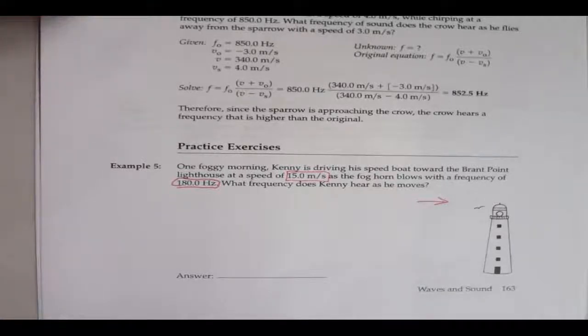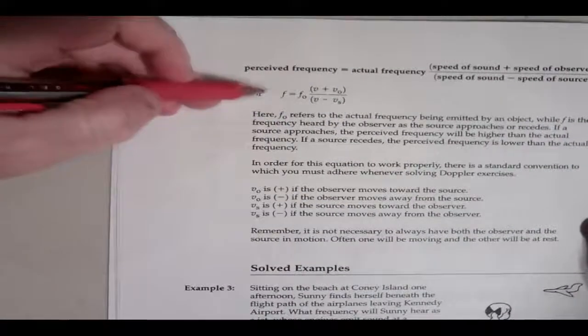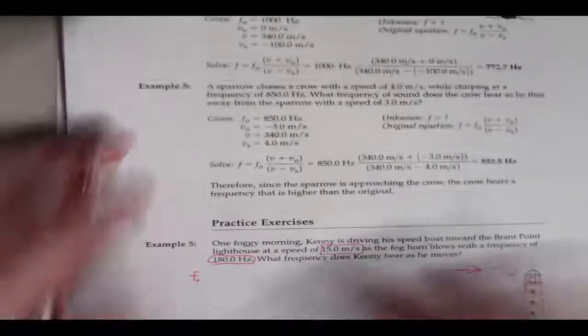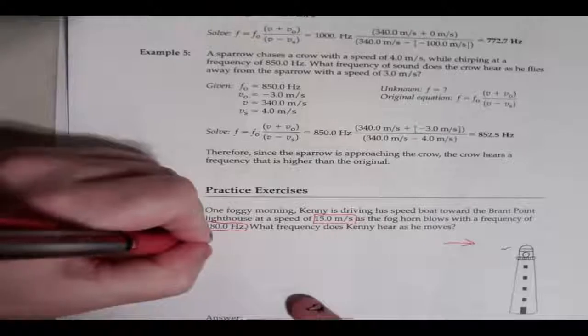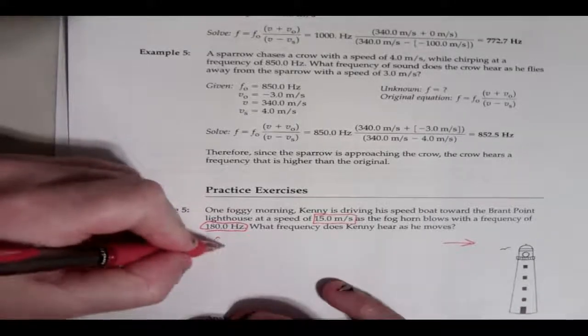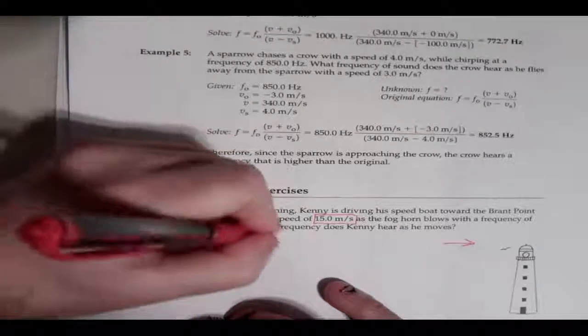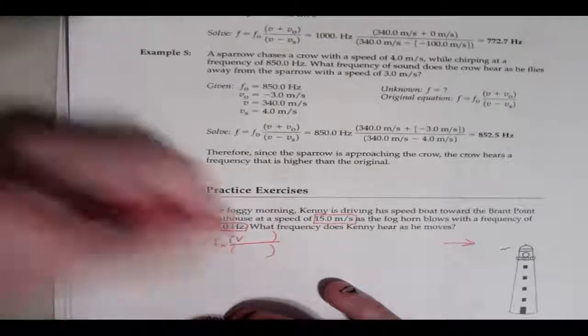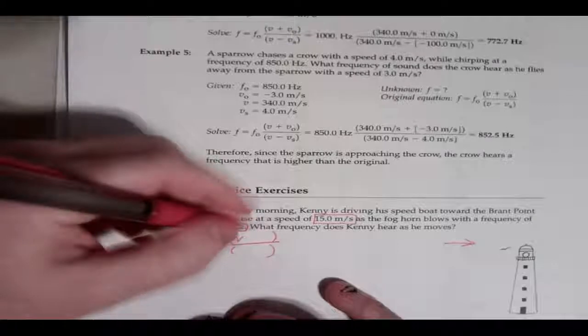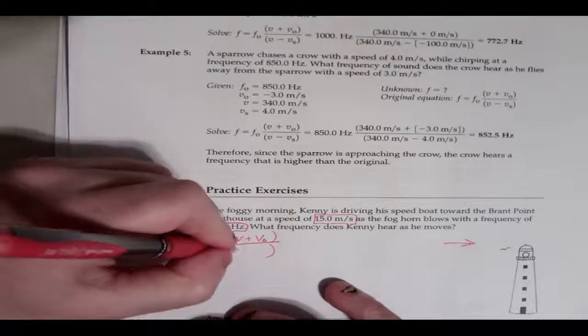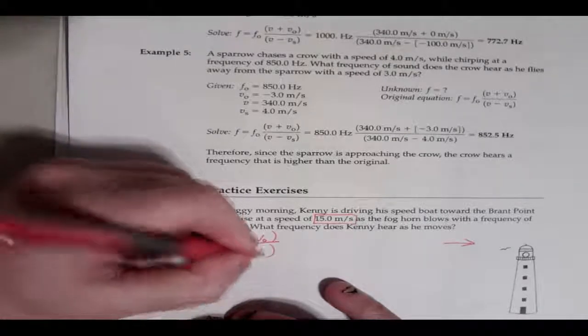Step 1, we write our formula down. Flip back to the page if you don't know. The formula is right here. So the perceived frequency, the frequency perceived, I'm just going to put a little p there, equals the actual frequency times the speed of sound, that's the velocity for speed of sound, plus the speed of the observer over the speed of sound minus the speed of the source.